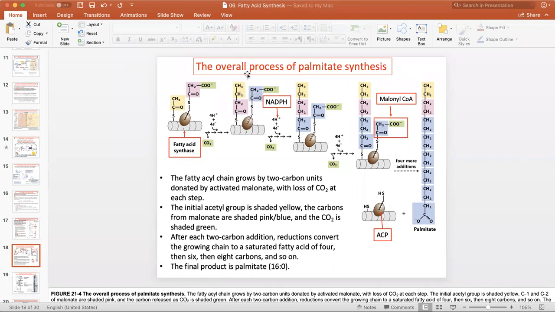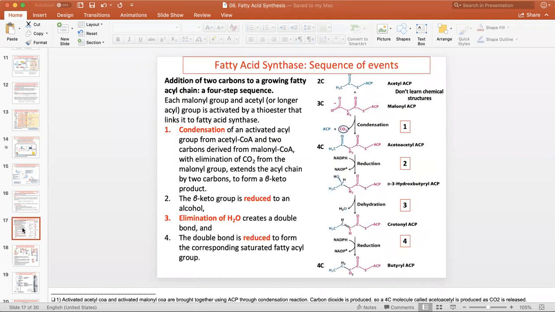We take malonyl-CoA, add two carbons until we reach a 16-carbon molecule. What's happening at each step? There is removal of one carbon in the form of CO2. Because remember, this is 2 + 3. So 2 + 3 will form 5, but we don't want to make 5, we need to make only 4. So one CO2 is removed. Now, how the CO2 is removed is better explained in this slide.